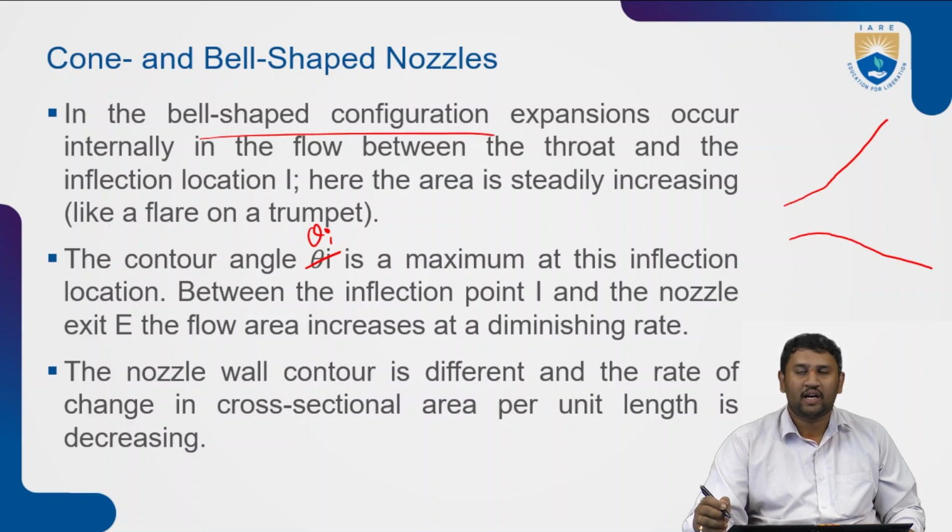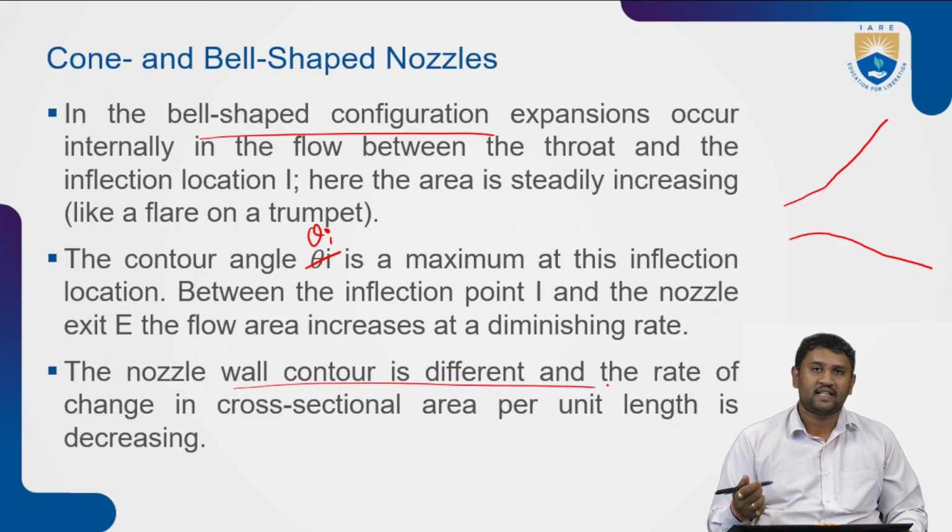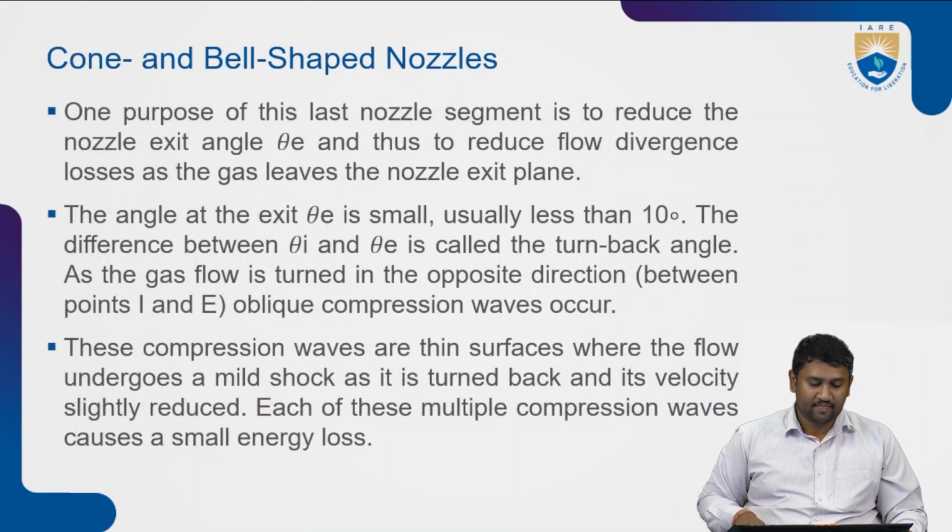Between the inflection point I and the nozzle exit E, the flow area increases at a diminishing rate. The wall contour is different, and the rate of change in cross-section area per unit length is decreasing.